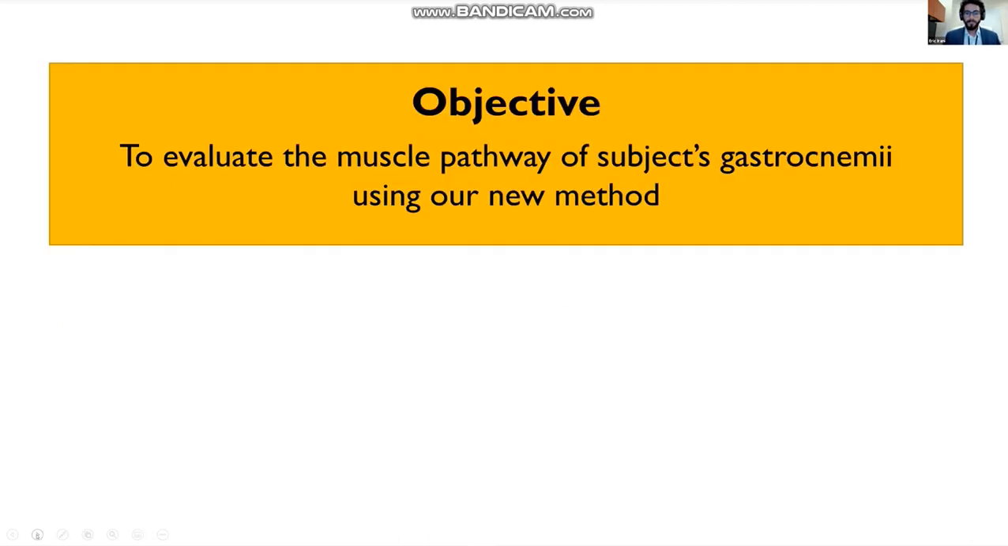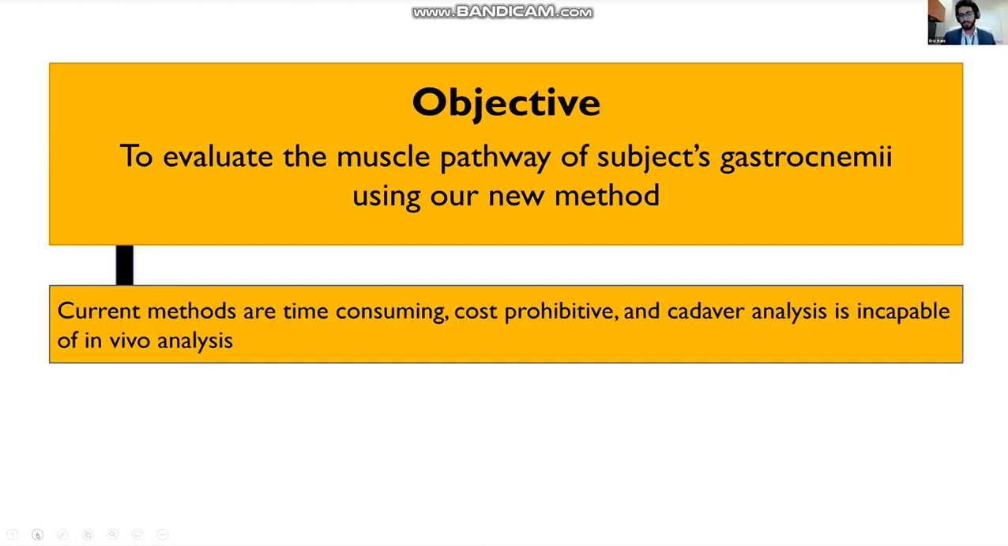So this brought us to our objective. We wanted to evaluate our subject's muscle pathway. In order to do this, we needed to develop a new method. So the reason we needed to develop a new method is because methods like MRI are extremely time consuming and they're cost prohibitive. And then in particular, when it comes to cadaver analysis, you can't really do in vivo analysis of subjects using that.